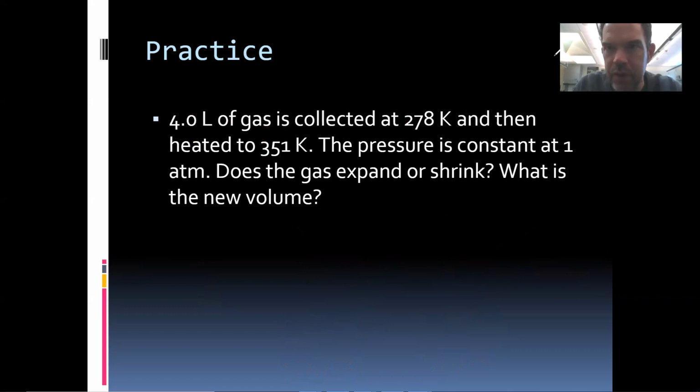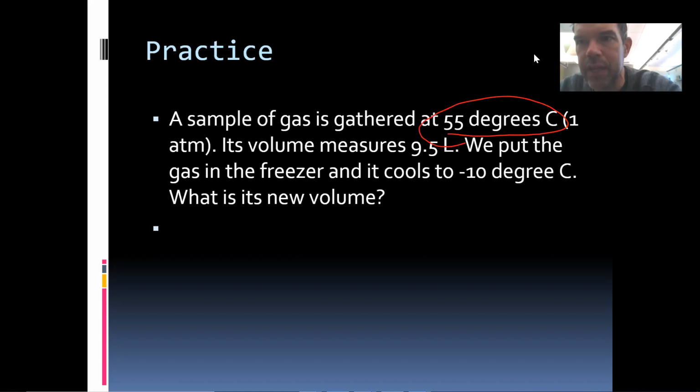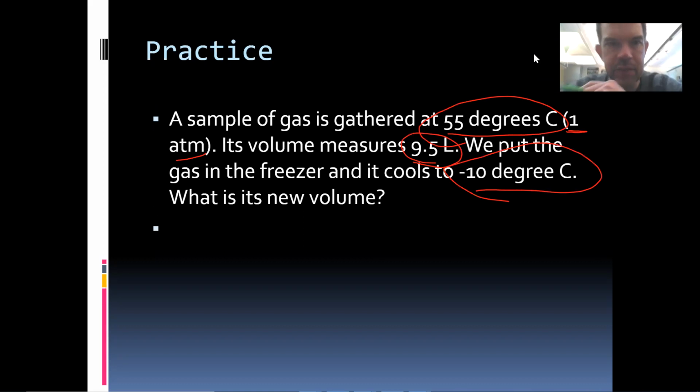Okay, so here comes number 2. A sample of gas is gathered at 55 degrees Celsius. Again, it says 1 atmosphere. The volume is measured at 9.5 liters. We put the gas in the freezer and it cools to -10 degrees Celsius. What's the new volume?